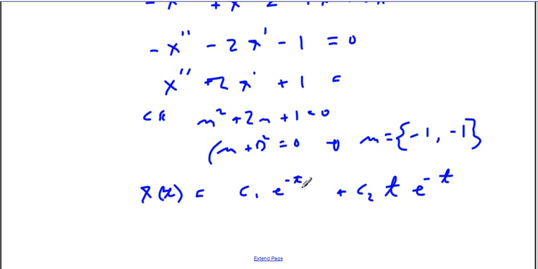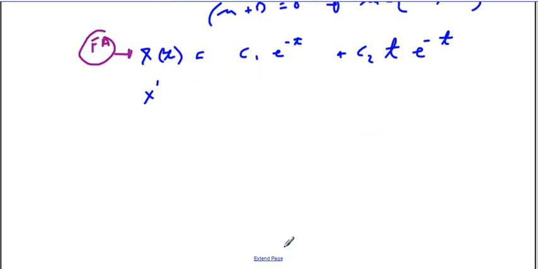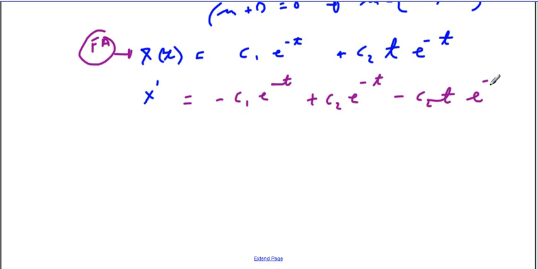Okay, well, if that's the case, then that'll be a final answer for x of t, and x prime is going to be minus c1 e to the minus t plus c2 e to the minus t minus c2 t e to the minus t.